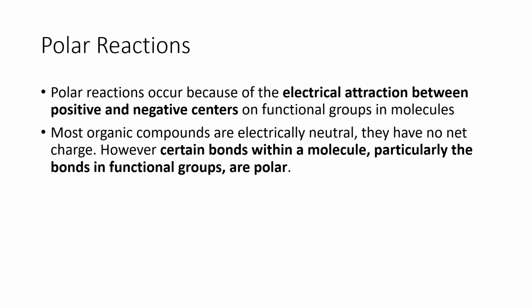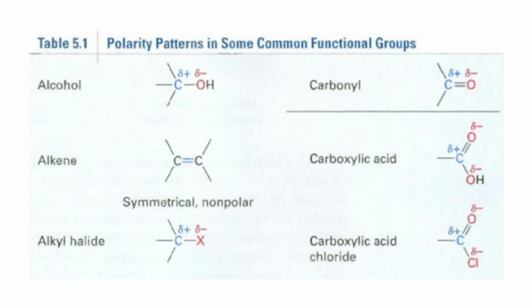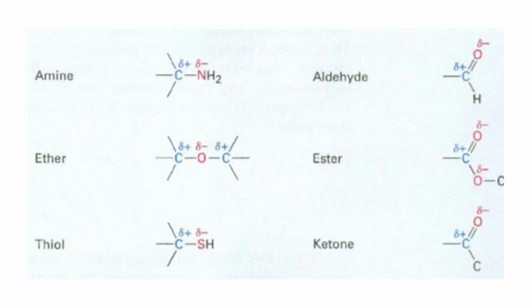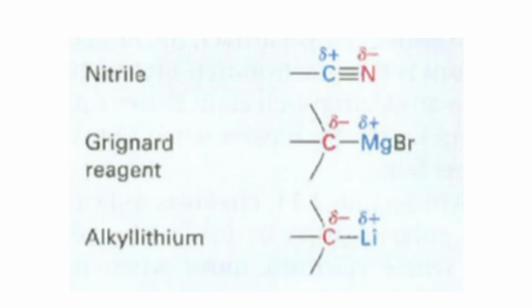If we recall our functional groups together with our lecture on polarity, you can say that one part of the functional group is slightly positive and one part of the functional group is slightly negative. So these are the polarity patterns in some functional groups. So you have your alcohol, carbonyl. Alkene is symmetrical and nonpolar. You also have your alkyl halide, carboxylic acid chlorides, amine, aldehydes, ethers, esters, thiols, ketones, nitriles, and please take note of the two final reagents.